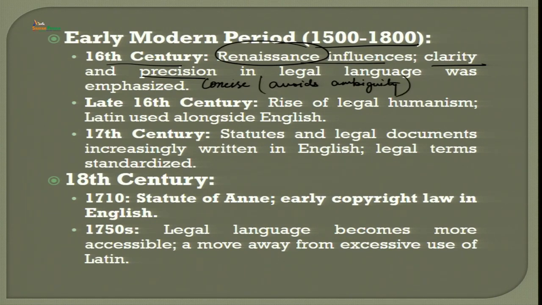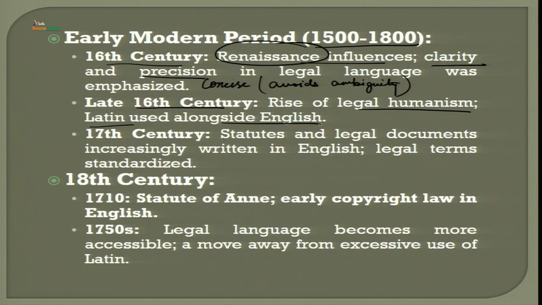Now, you must know that in the 16th century, there was the rise of legal humanism, interest in human life aroused, where people started thinking about a humanitarian attitude. They started thinking about the well-being of others. So, the rise of humanism, of inventions, of curiosity, inquisitiveness to know more and more about the world. That element is in the Renaissance period, where the first printing press also started. And then further, Latin was used alongside English.